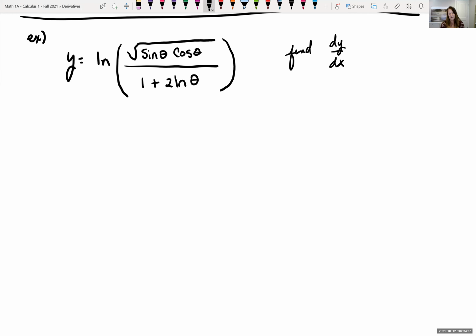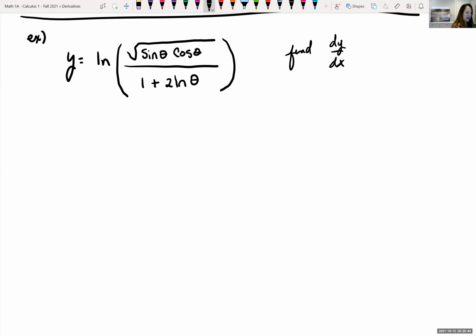But good old logs. We can use these properties of logs to rewrite this as a string of logs. So you might have remembered this from algebra, where you had this kind of messy log that you rewrote as a string of simpler logs. And so let's break this down.